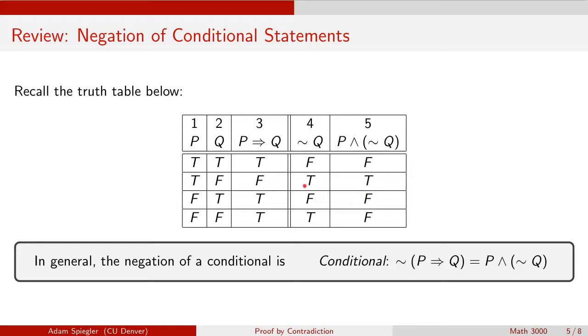Using the truth table, we can verify that P implies Q and P and not Q are negations of each other because they have the exact opposite truth values. If you have any questions, don't recall this, or want some extra practice, we did this on worksheet 2 in class together.